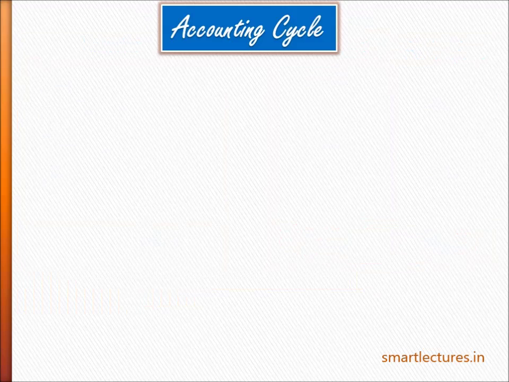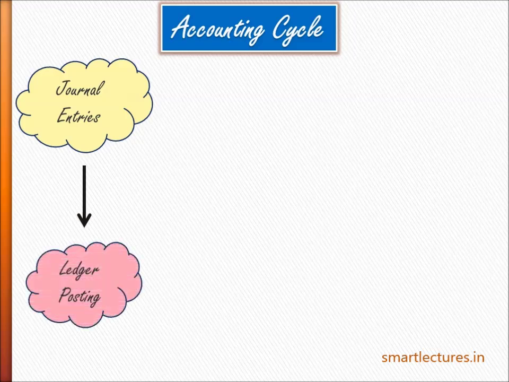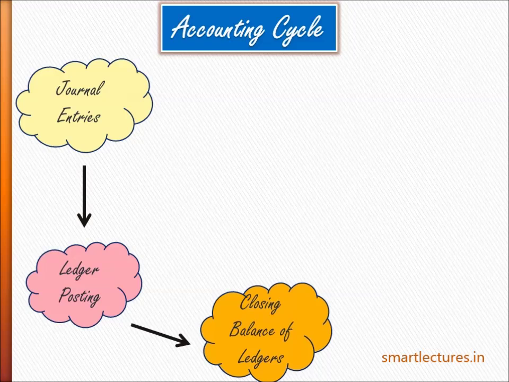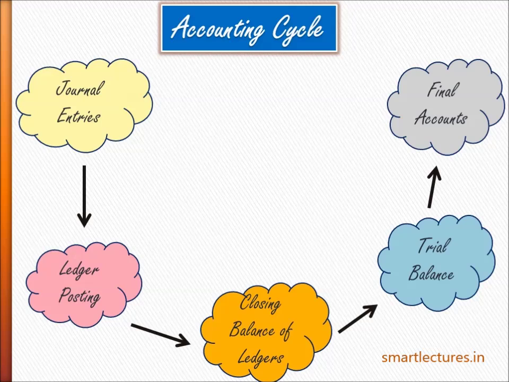So in this way, first we made journal entries. On the basis of journal entries, ledger posting was done, and on the basis of closing balances of ledgers, the trial balance was prepared, and on the basis of the trial balance, final accounts are prepared. I will teach you final accounts after some episodes.